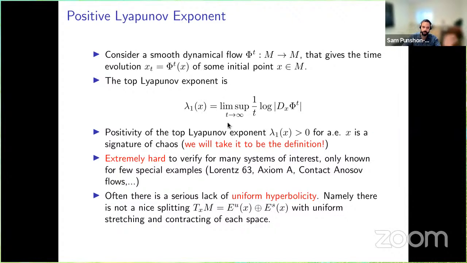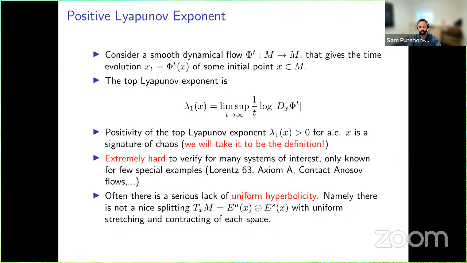In particular, if that rate is positive for almost every initial point with respect to some measure, being a little loose, or at least on some positive measure set, this is considered a strong sign of chaos. I'm going to take this to more or less be the definition: if you have a positive Lyapunov exponent, you are chaotic. However, proving that you have a positive Lyapunov exponent is a notoriously hard problem, particularly for deterministic systems. So it's only known for very specific systems.